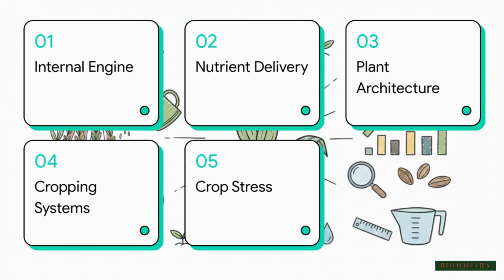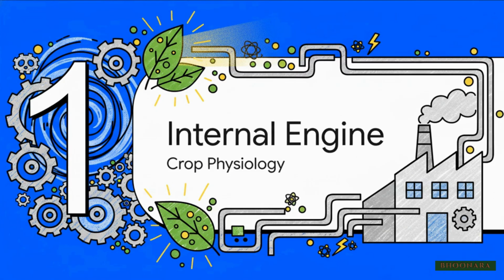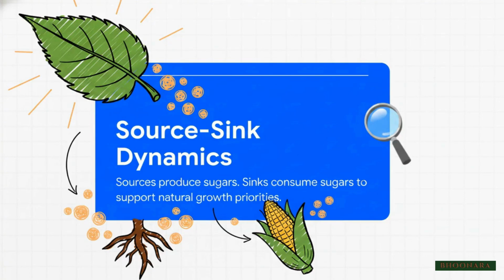Let's jump in. Section 1, the plant's internal engine. We're kicking things off with crop physiology. So think of your plant's leaves as the sources. They are basically biological solar panels capturing sunlight and manufacturing sugars. It's wild to think about, but a single healthy leaf can produce incredible amounts of glucose every single day, literally turning raw sunlight into biological fuel.